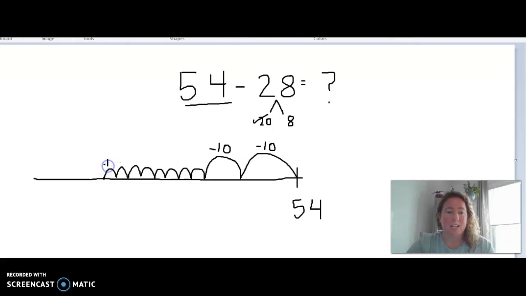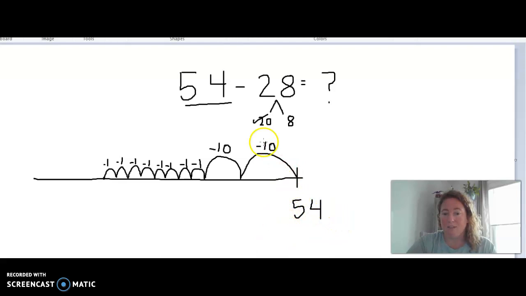It's important that you label all of your jumps. That way, if you start getting confused and lose count, if these are already labeled, you know where you need to be going. So it's important that you label these jumps. Now all I need to do is fill in the numbers at the bottom of the number line, see where I land, and that's my answer.